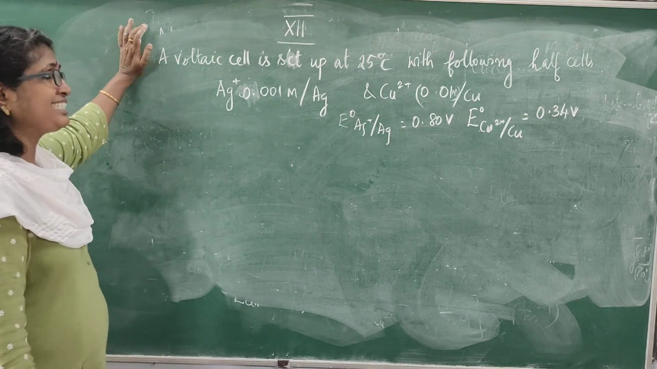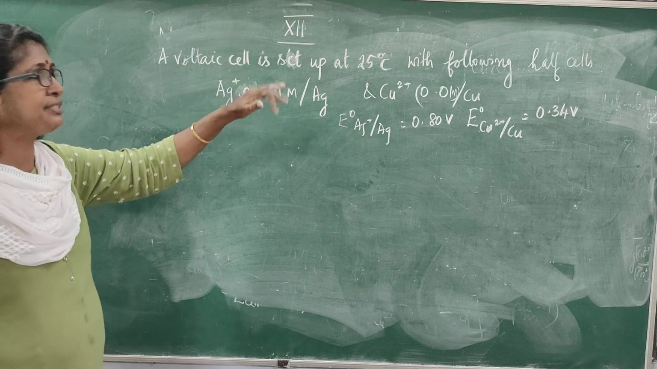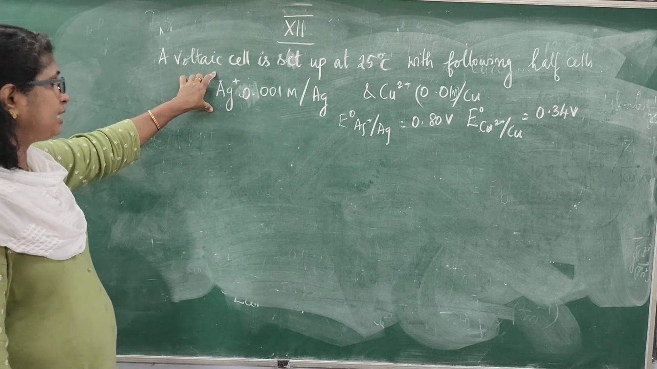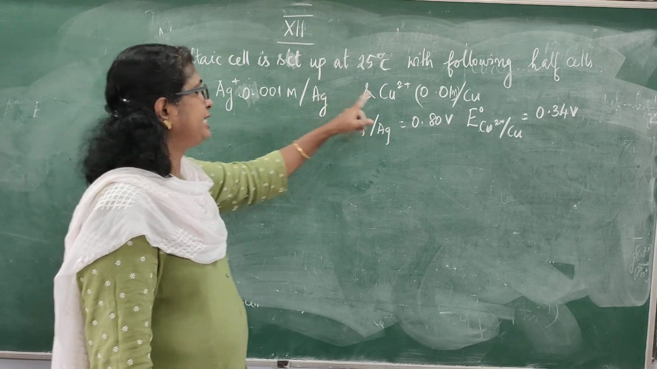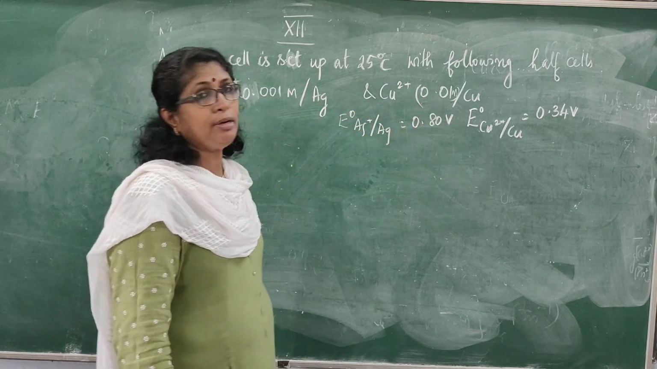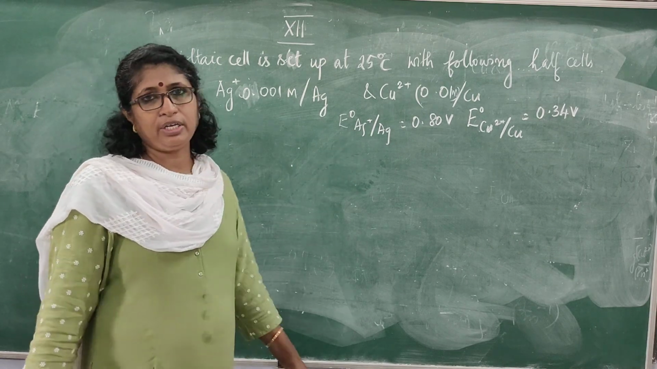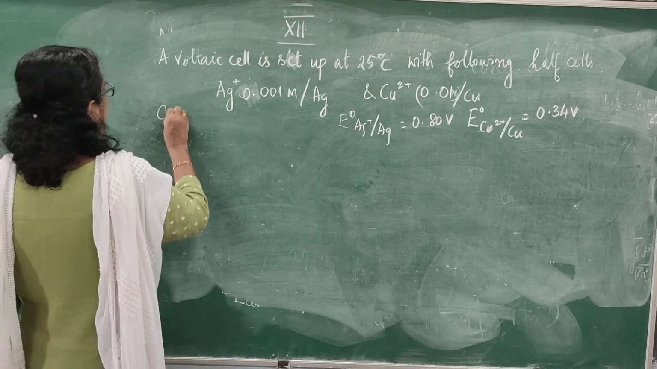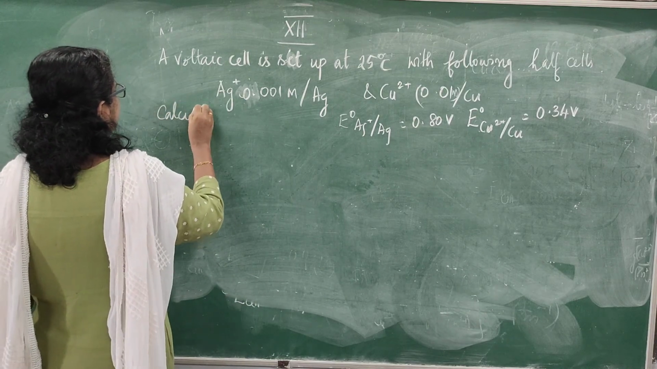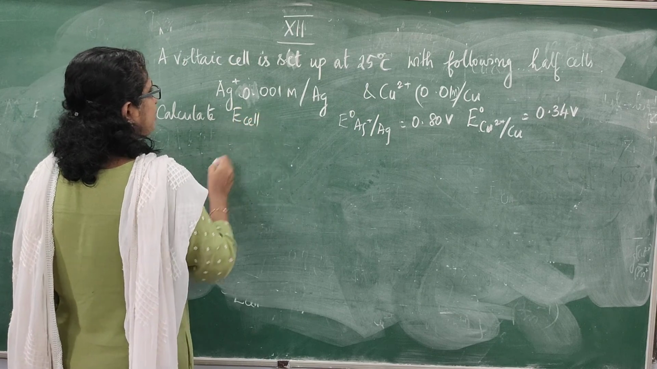See, a voltaic cell is set up at 25 degrees Celsius with the following half cells: Ag+ 0.001 molar | Ag and Cu2+ at 0.01 molar | Cu. And E° values are also given. You have to calculate the E cell. How will you calculate the E cell? Now what is E cell of this cell?